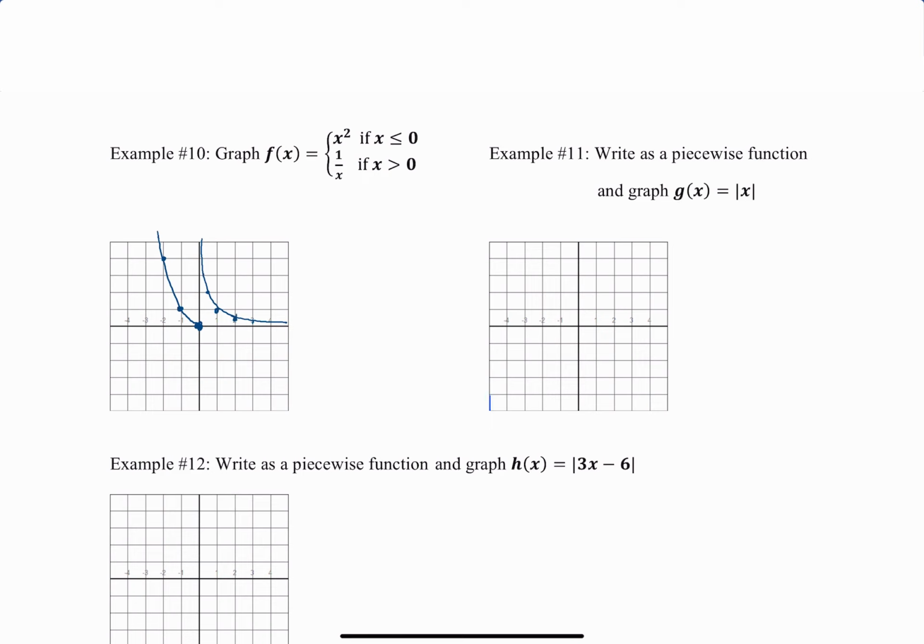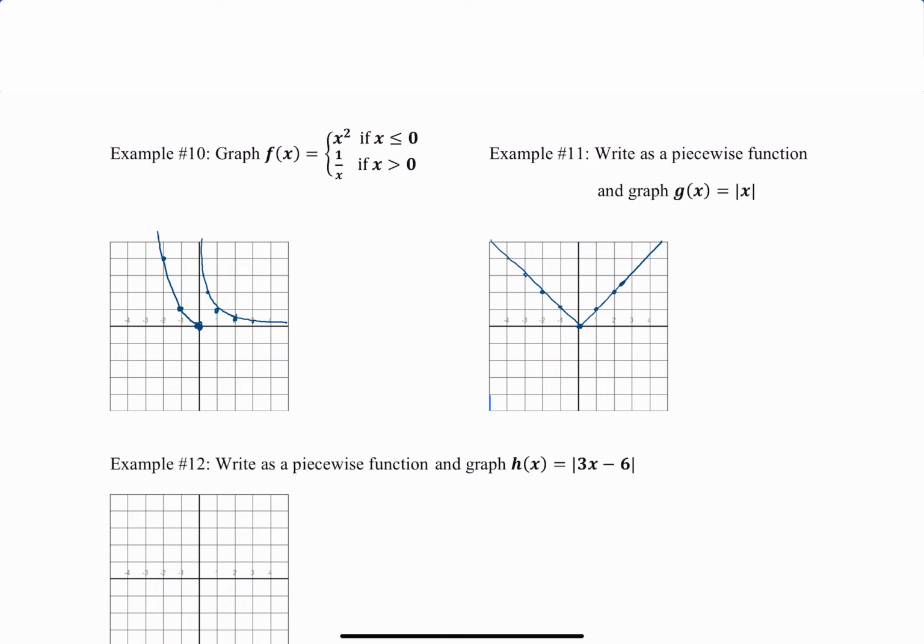Here's another one. Write as a piecewise function and graph g of x equals the absolute value of x. Again, this should be a familiar graph for us. The absolute value of x graph is this V shape. But what's this business about writing it as a piecewise function?